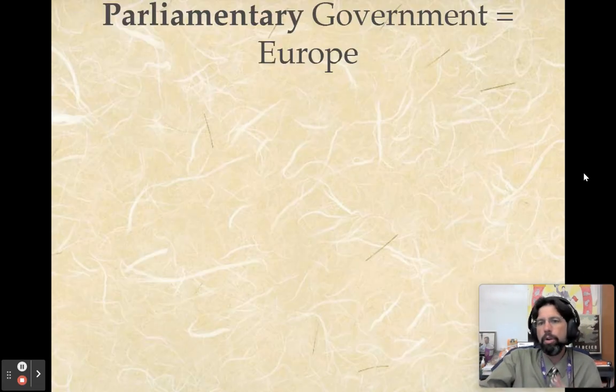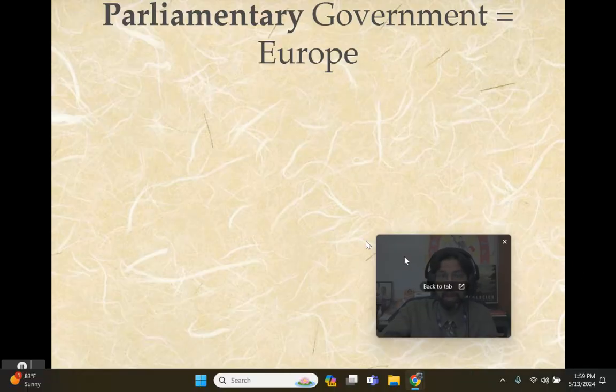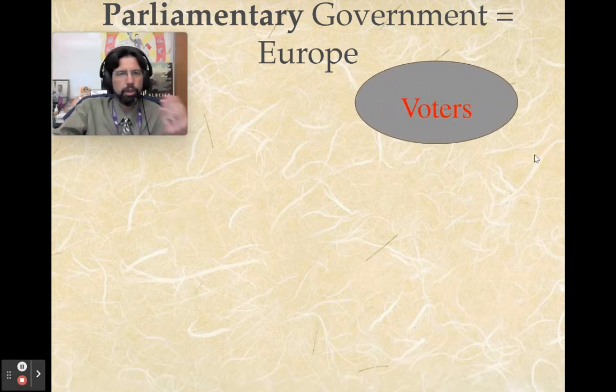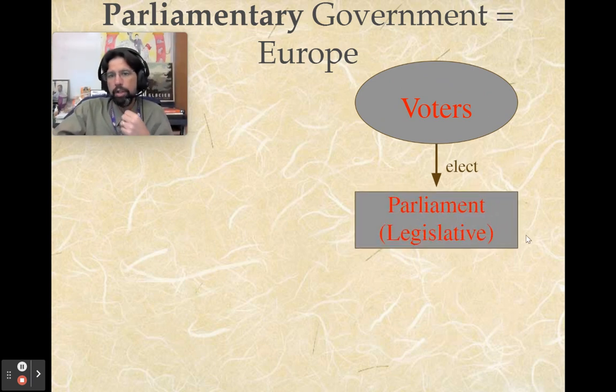Okay. Well, if you're in Europe, there's actually a different method than if you're in the United States. This is called a parliamentary style government. So in Europe, you'll get primarily parliamentary systems. You have the voters, because they're still a democratic government. The voters only elect one group of people, and that is the legislative branch. The legislative branch in a parliamentary system is called parliament. It'd be like equal to our Congress.